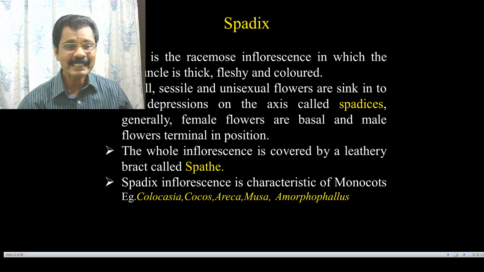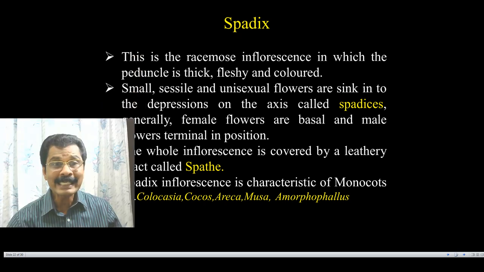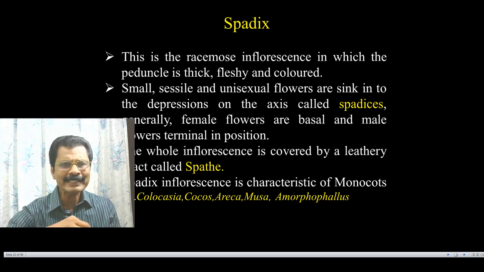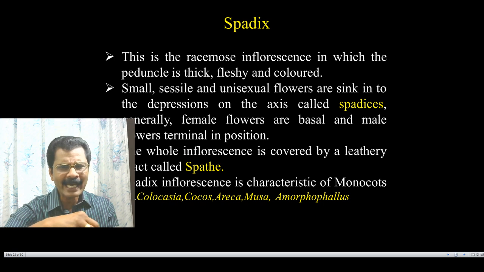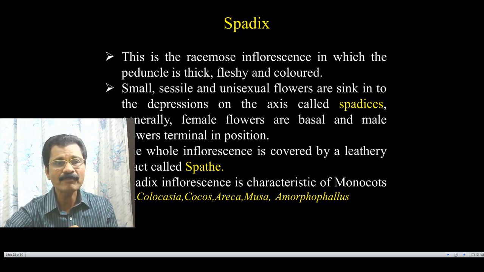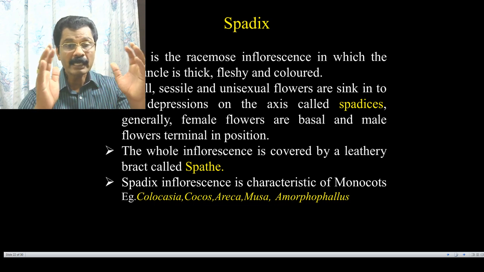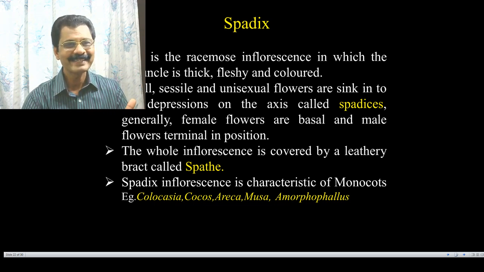Then spadix. Here, the racemose inflorescence in which the peduncle is thick, fleshy, and colored. Small, sessile, and unisexual flowers are sunk into the depressions on the axis called spadices. Generally, female flowers are basal and male flowers are terminal in position. The whole inflorescence is covered with a leathery bract called spathe. The spadix inflorescence is a characteristic feature of monocots. Example, Colocasia, Areca, Musa, Amorphophallus, Cocos nucifera.